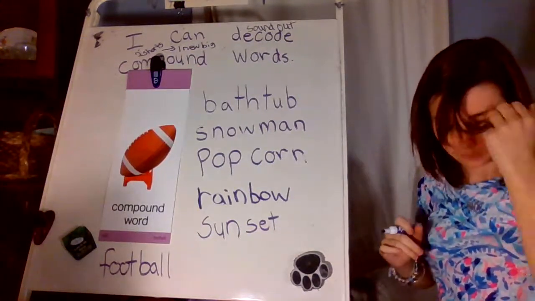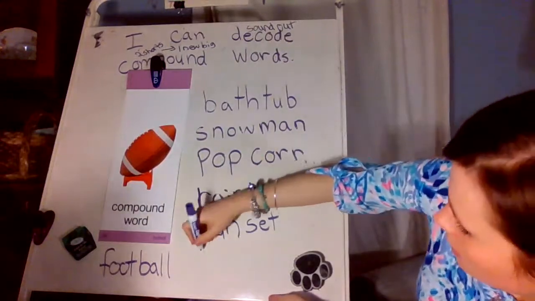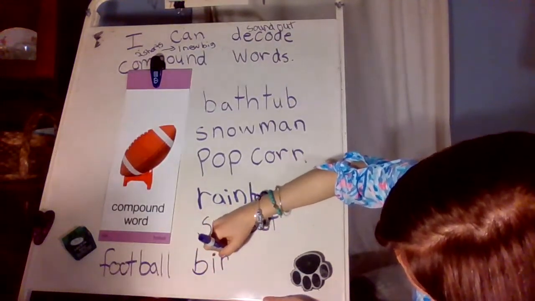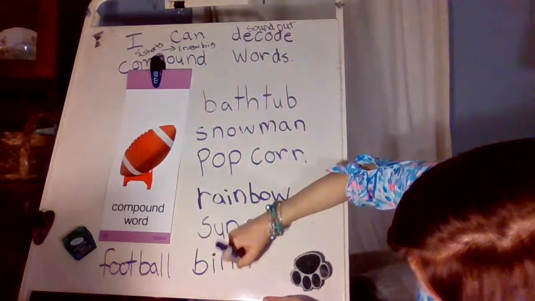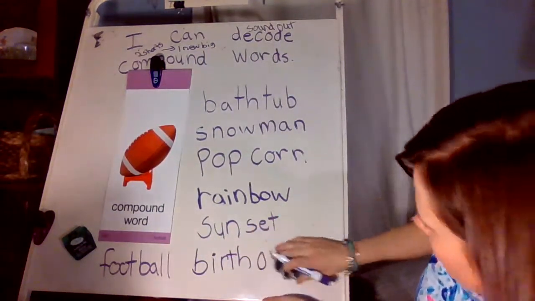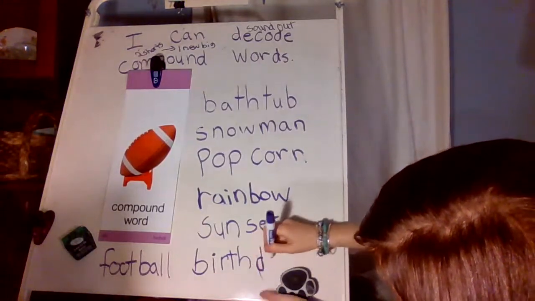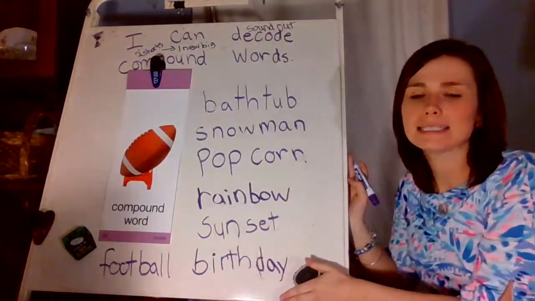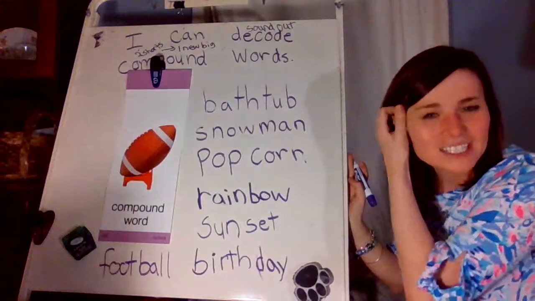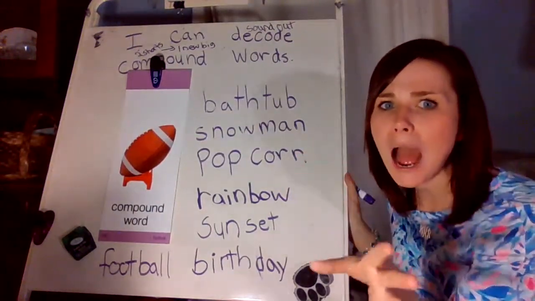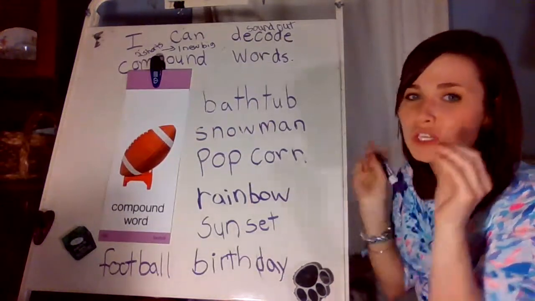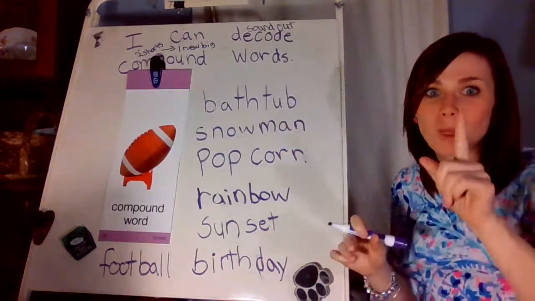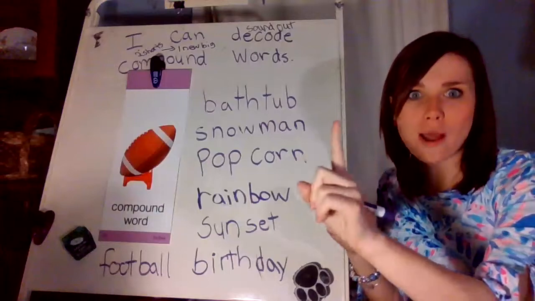Let's try another one. Let's try birth. B-I-R-T-H, and then day. D-A-Y. And we have birthday. Birthday. Nice job. And these are all examples of what? Compound words. What's a compound word? When you have two short words, and you put them together and it makes a whole new, brand new word. So you have two little words, put them together and it makes one big word.